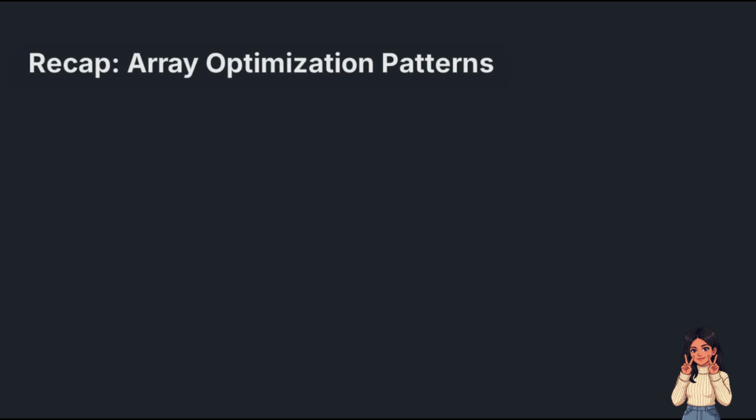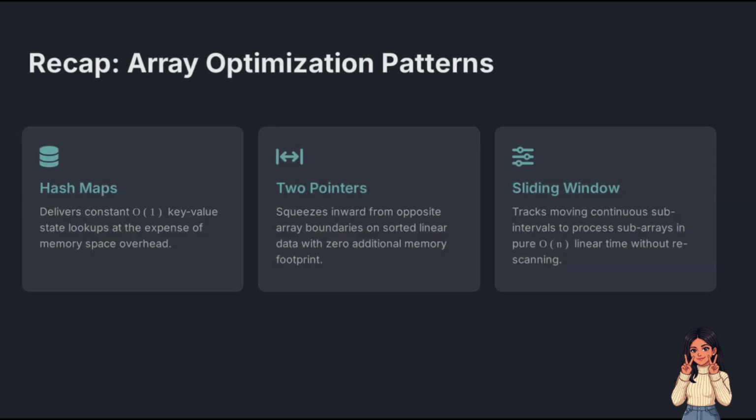In our last video, we completed the sliding window pattern and saw how maintaining a rolling continuous chunk lets us process subarrays in pure O(n) linear time. Up until now, our core focus has been optimizing scans, whether that's using hash maps to cache state, two pointers to squeeze inwards from opposite edges, or sliding windows to track moving subintervals. These patterns are absolute lifesavers when you have to touch your data.